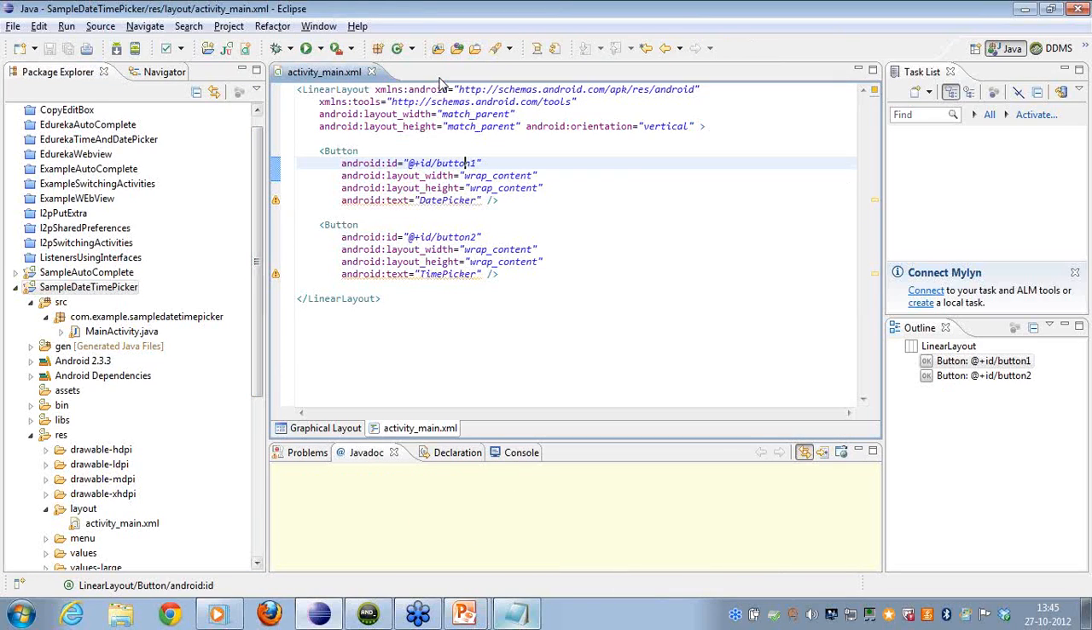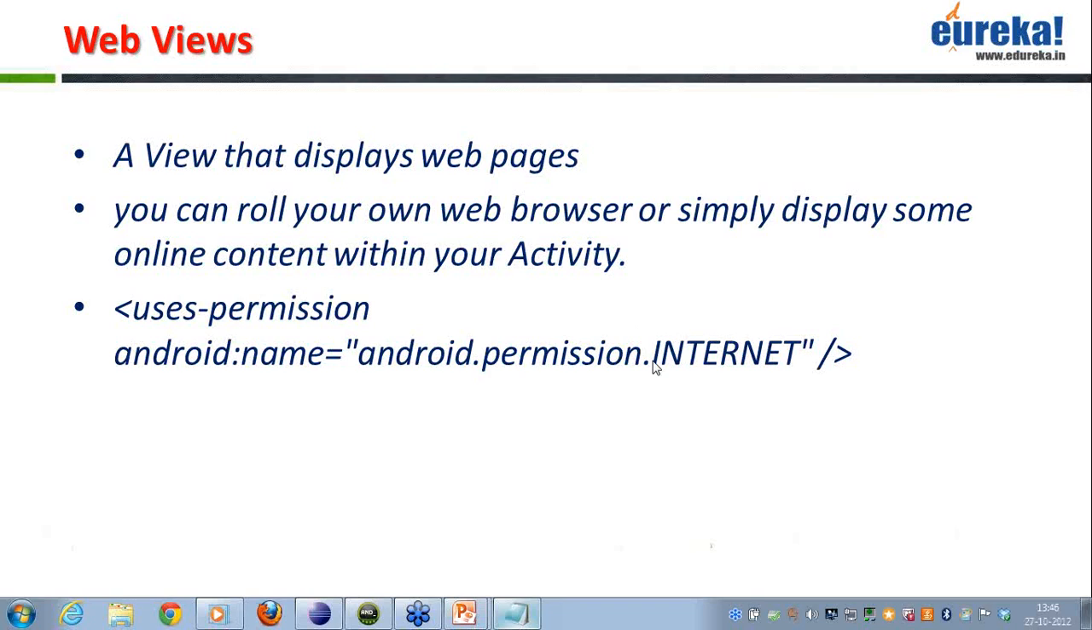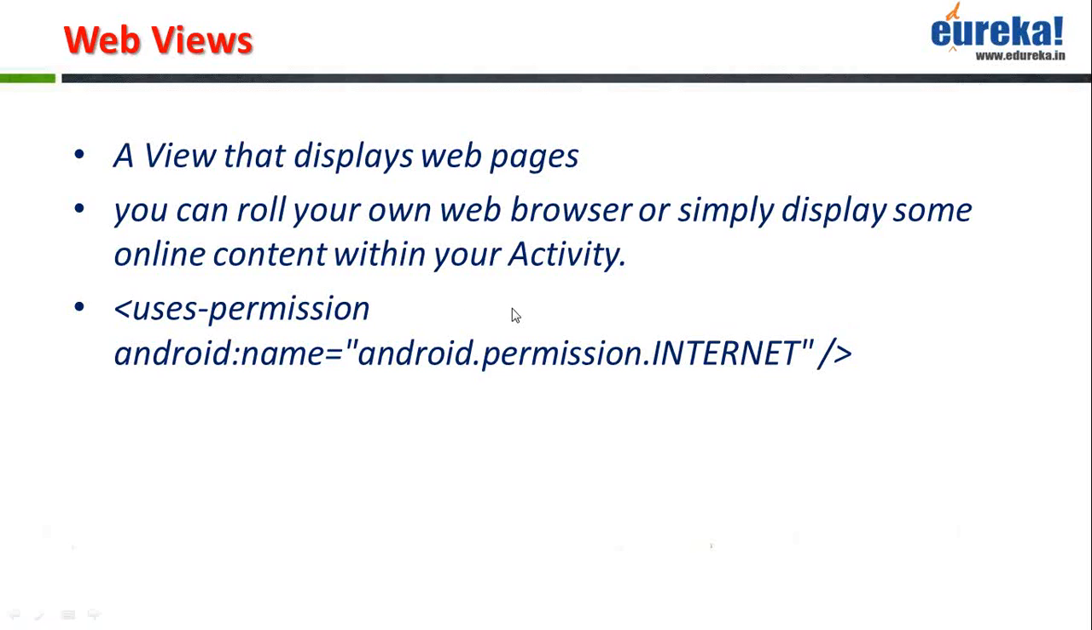Let's move ahead with the presentation that we have. So here we also have another important component which we call the web views. So a web view is a view that displays the web pages. Suppose in your applications you want to show some web pages, maybe a Facebook page, maybe any page that you want to just look into. So you can roll up your own web browser or simply display some online content with your activity. But it is very important to know that whenever you'll be using the web view, you'll need a permission to use the internet in your applications.